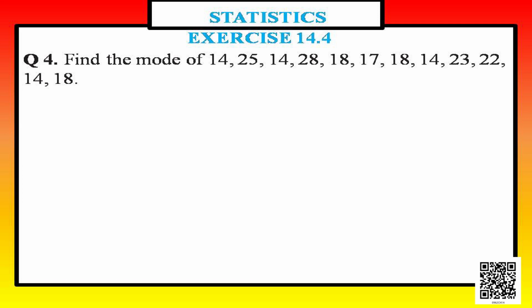Let us discuss question number 4 that says find the mode of 14, 25, 14, 28, 18, 17, 18, 14, 23, 22, 14, 18. We are supposed to find the mode. Mode is the number which appears maximum number of times. So, students, I hope you have already got it. The answer is 14 here because this is appearing maximum number of times, that is 4 times. So, we can come to the conclusion that our mode is 14.